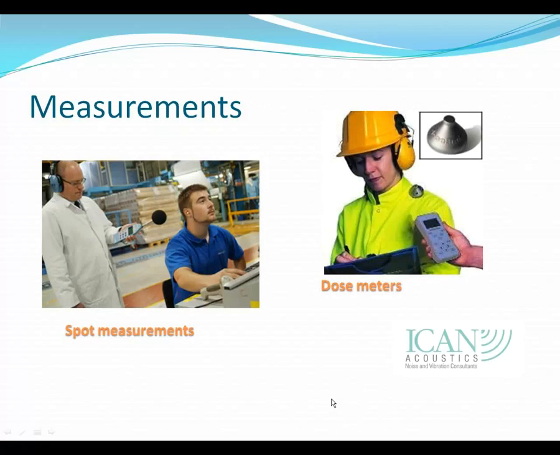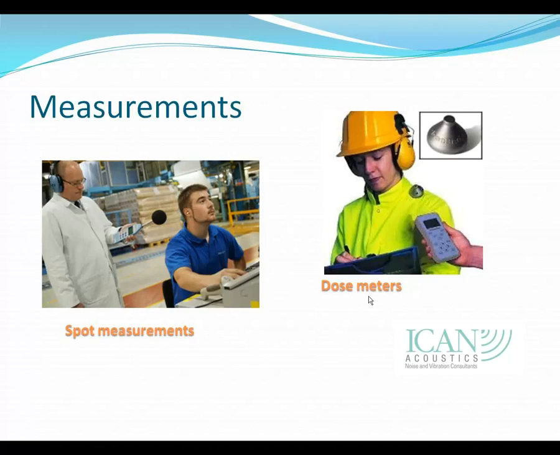Okay, so the measurement of occupational noise, there's two methods of doing it. It's a spot measurement technique, whereby a noise consultant will move around a facility and carry out measurements in close proximity to the ear, and that's termed the spot measurement method. There's also a method of using dose meters, which can give varying results.